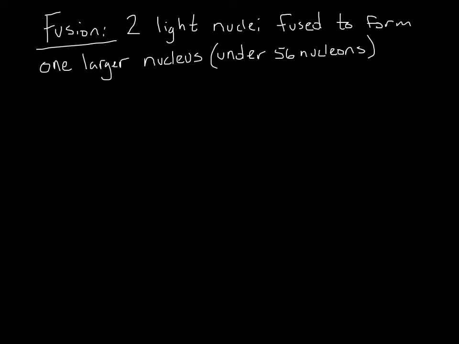So what fusion is, as the name kind of implies, you're fusing things together. You're taking two lightweight nuclei, so two smaller nucleuses, and then fusing them together to form one larger nucleus. And the larger nucleus has to be under 56 nucleons. So it has to be two lightweight nuclei that form a medium-sized nucleus.